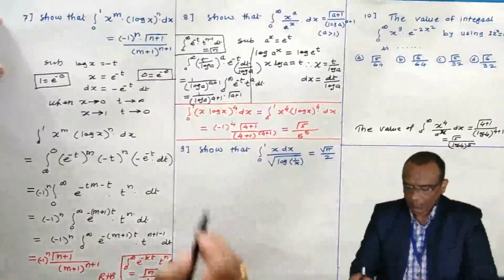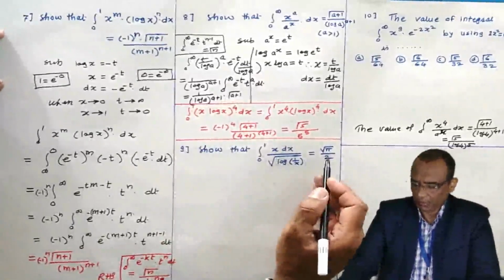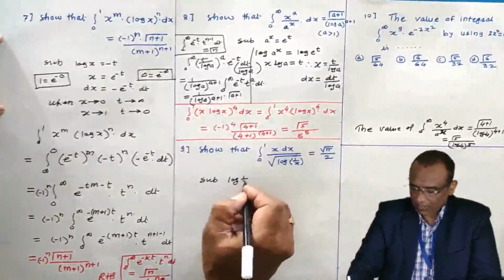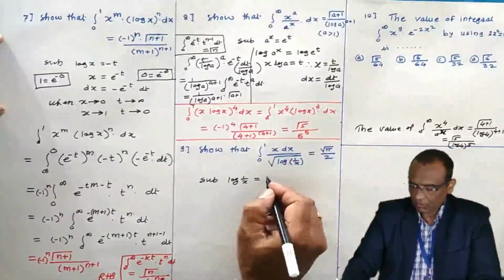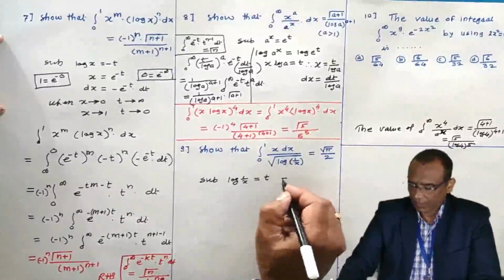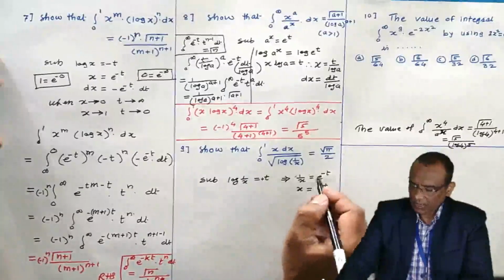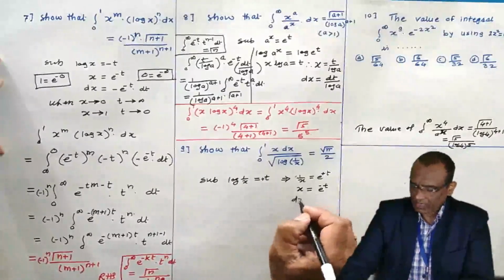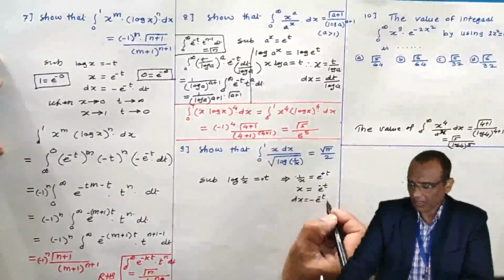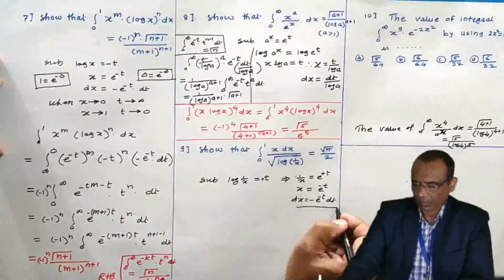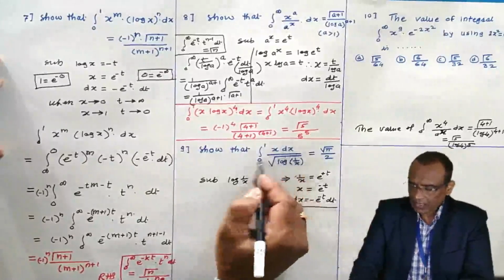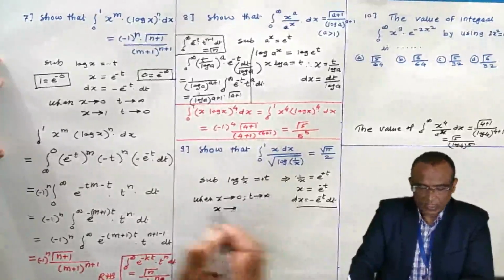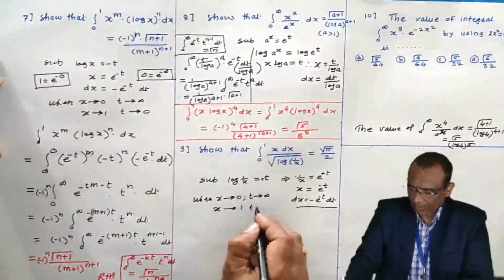Now next, show that this integral is root pi by 2. We substitute here log of 1 by x is equal to t, then 1 by x equal to e power t, and x equal to e power minus t, and dx equals minus e power minus t dt. Okay, this we have done previously. Now, when x is 0, t is infinity. When x is 1, then t is 0.